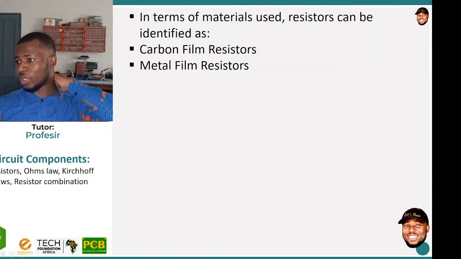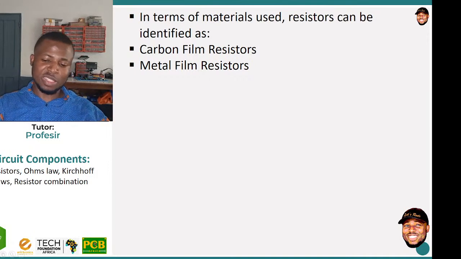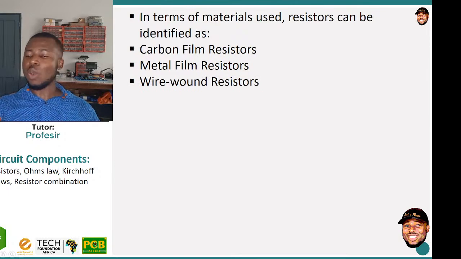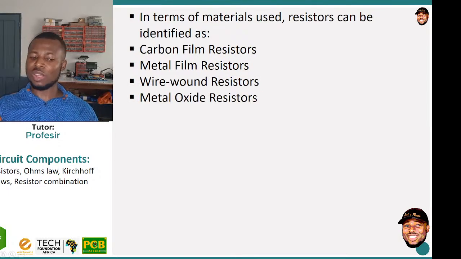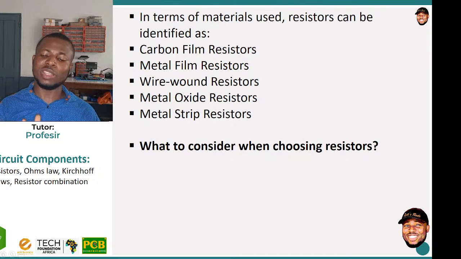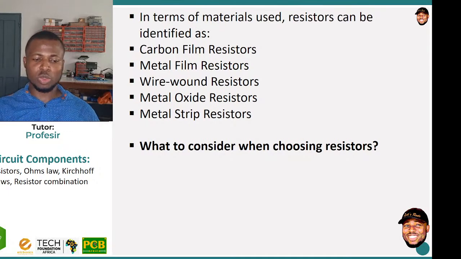All right, so I was talking about this. Depending on the material that we use to create that particular resistor, we could classify the resistors as carbon film resistors, that means they are made from a carbon film material, metal film resistors. We could also have wire wound resistors. We could have metal oxide resistors, metal strip, and others. So all these are just because of the material they are created from. Is that okay?